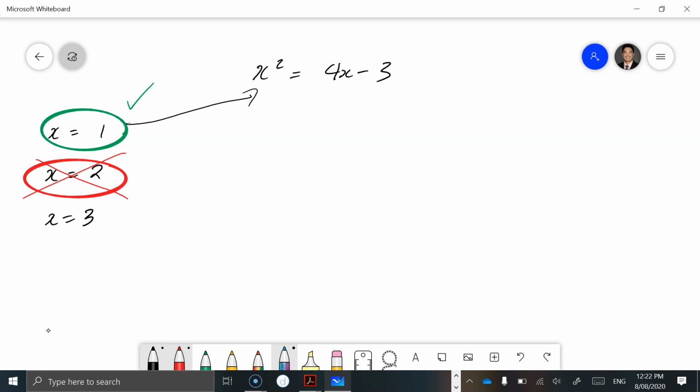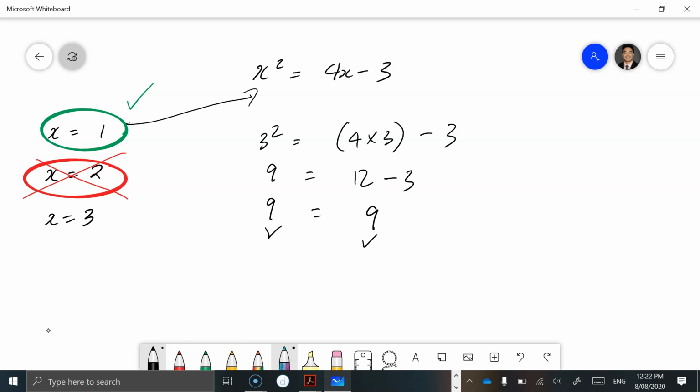Let's try x equals 3. So we've got 3 squared equals 4 times 3 minus 3. Okay, so then 4 times 3 is 12, minus 3 is 9. And 3 squared is 9. So 9 does equal 9. We could say that 3 is also a solution.